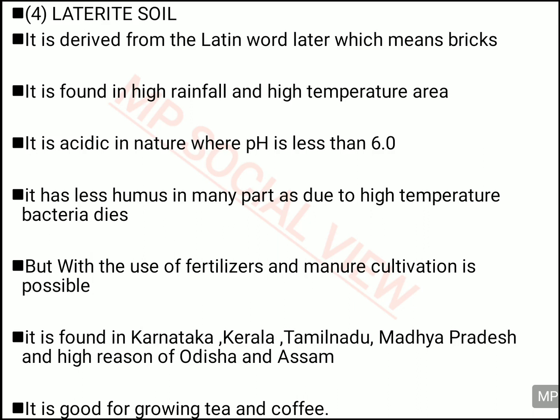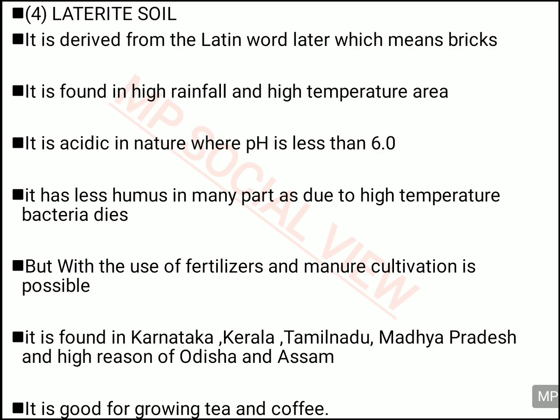Its acidic quality is also very high because its pH value is less than 6.0, and in many parts it has less humus content. It has less humus content because the temperature is very high. Because of the high temperature, bacteria die in these places, and because of that it has less humus content.